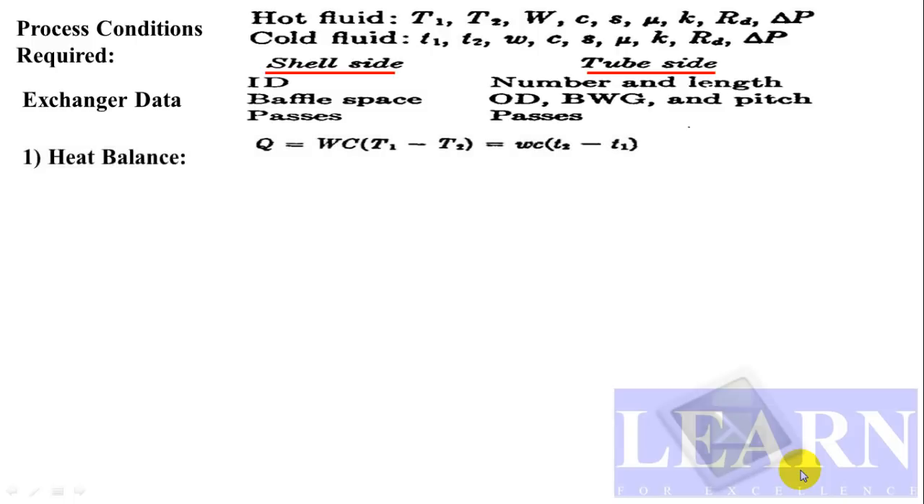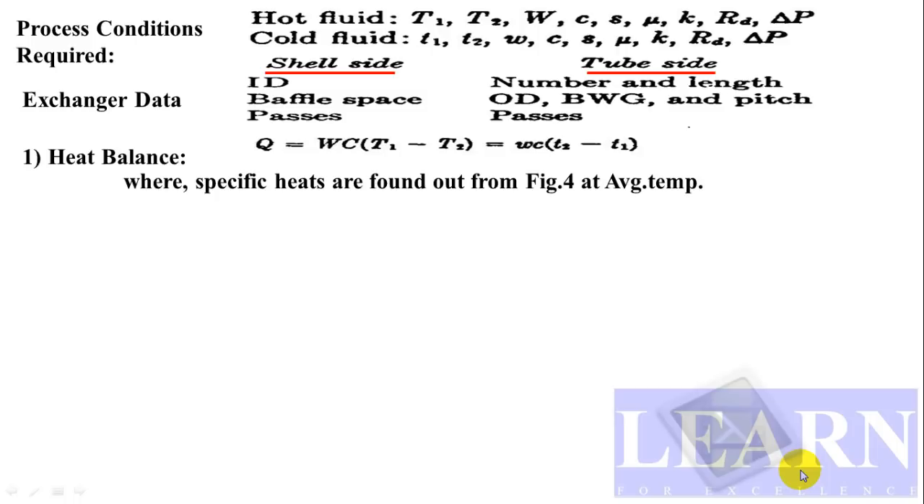After taking all the details, first step in solving the problem will be finding the heat balance. Heat balance can be found out using the formula Q is equal to WC (T1 minus T2). Here capital letter W and C represent shell side and small letter w and c represent the tube side. C here is nothing but specific heat and it can be found out from figure number 4 at average temperature. Average temperature of the hot fluid will give C for the hot fluid, and if you are talking about cold fluid, you are going to take the average temperature of the cold fluid.